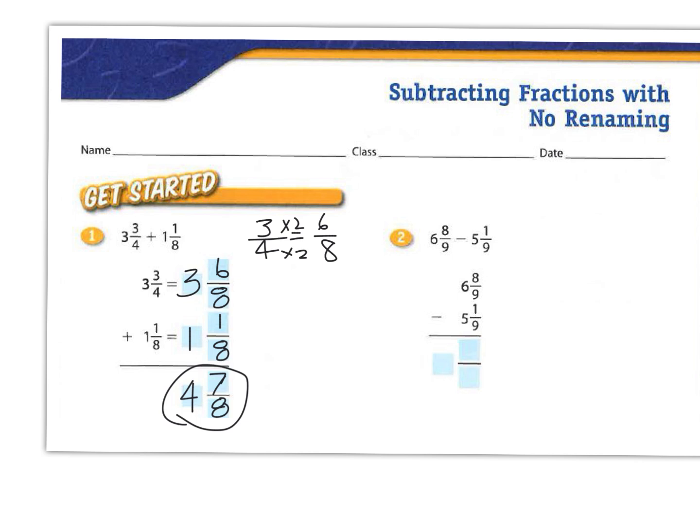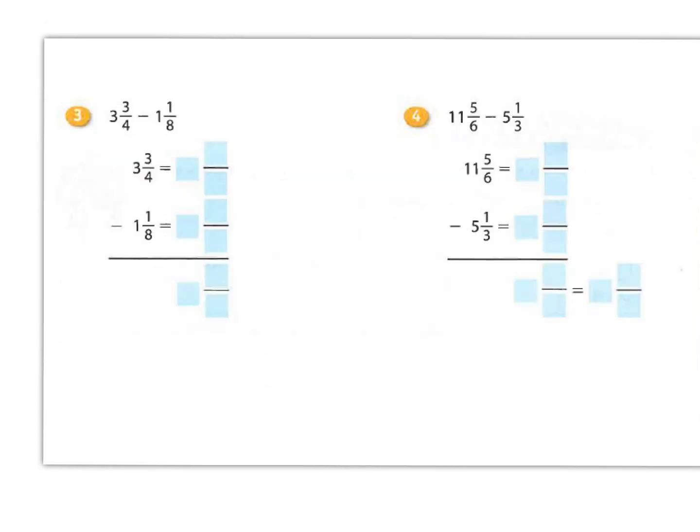Here we have 6 8/9 minus 5 1/9. Well, 8 minus 1 is 7. We know ninths stay the same. And then 6 minus 5 is 1. So here it was kind of nice because we could just subtract the fractions and then subtract the whole numbers. And we get our final answer. So let's do some more like this.